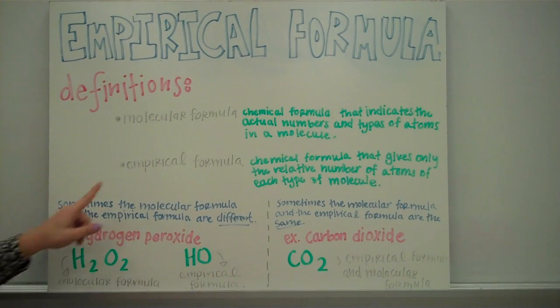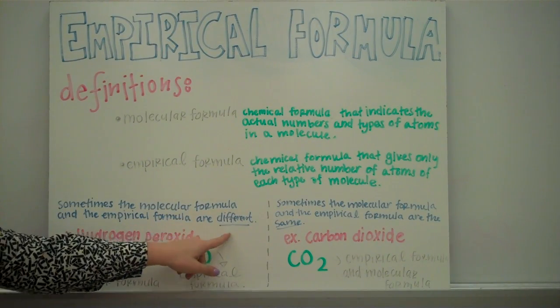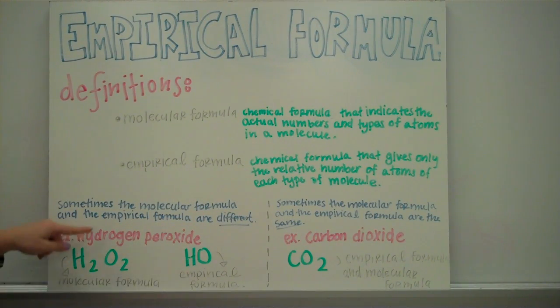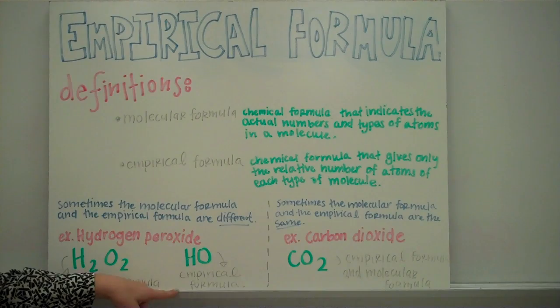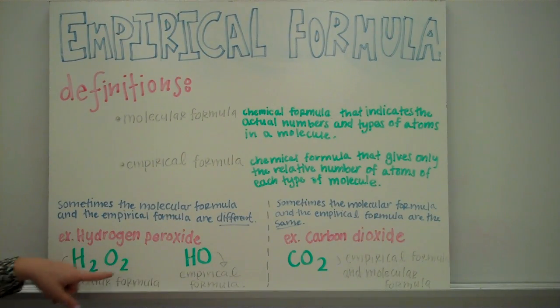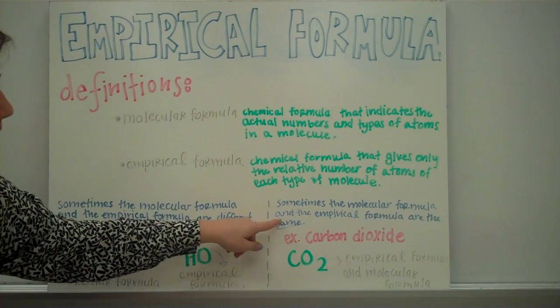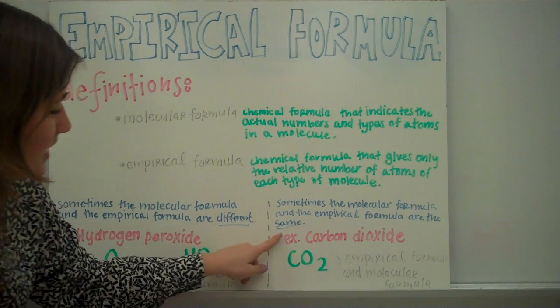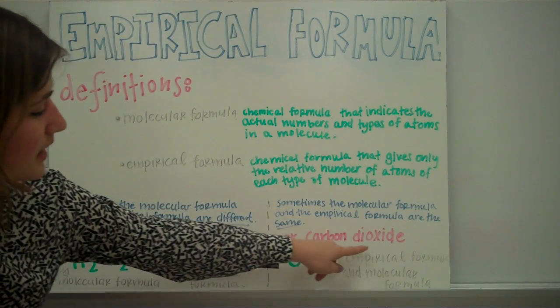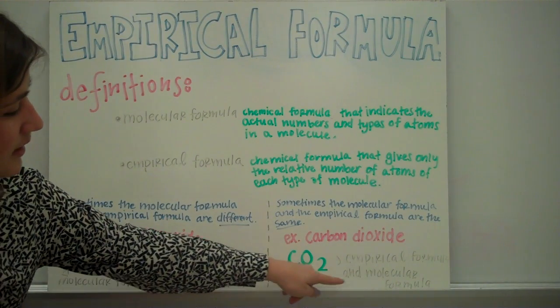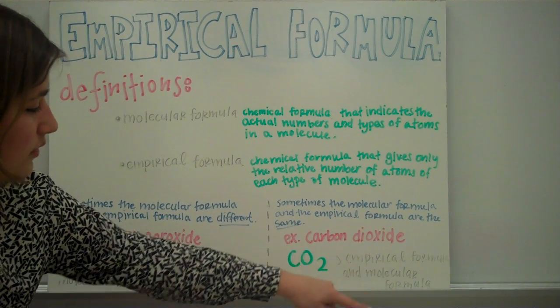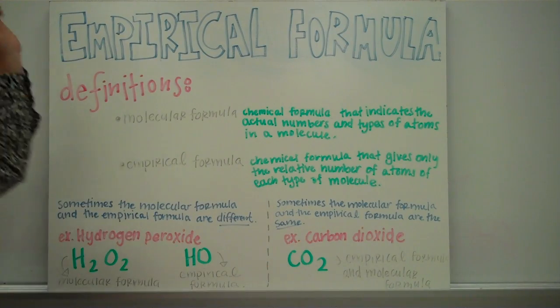Sometimes the molecular formula and the empirical formula are different, as in the case of something like hydrogen peroxide. The molecular formula here is H2O2, while the empirical formula is HO. The simplified version is HO. Sometimes the molecular formula and the empirical formula are the same, in the case of carbon dioxide, which is CO2. Here you can see the empirical formula and molecular formula are the same.